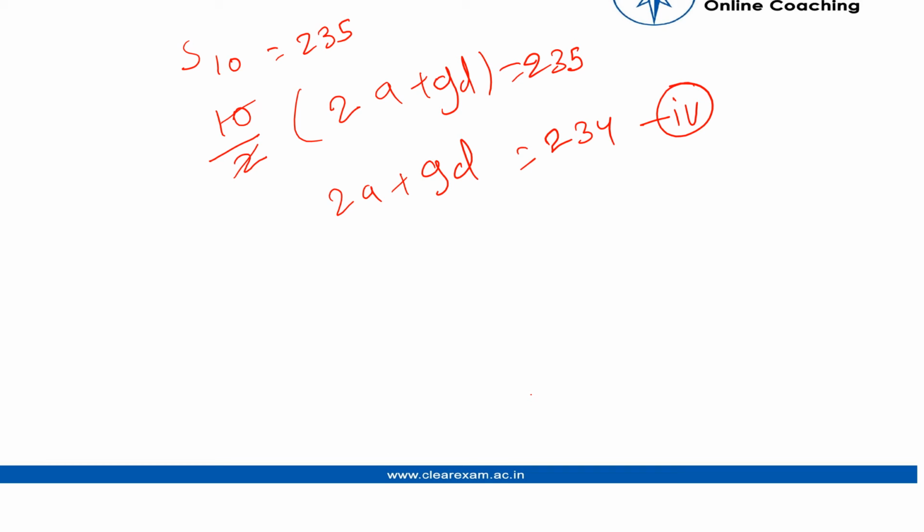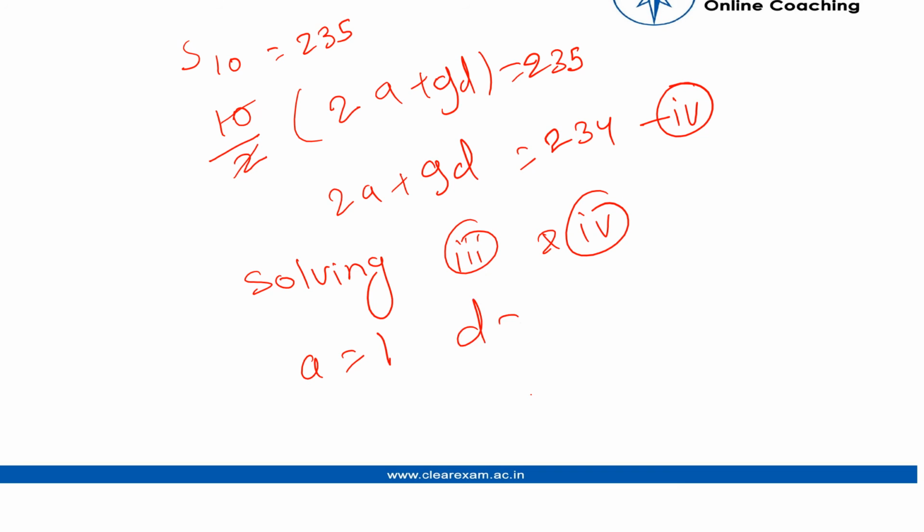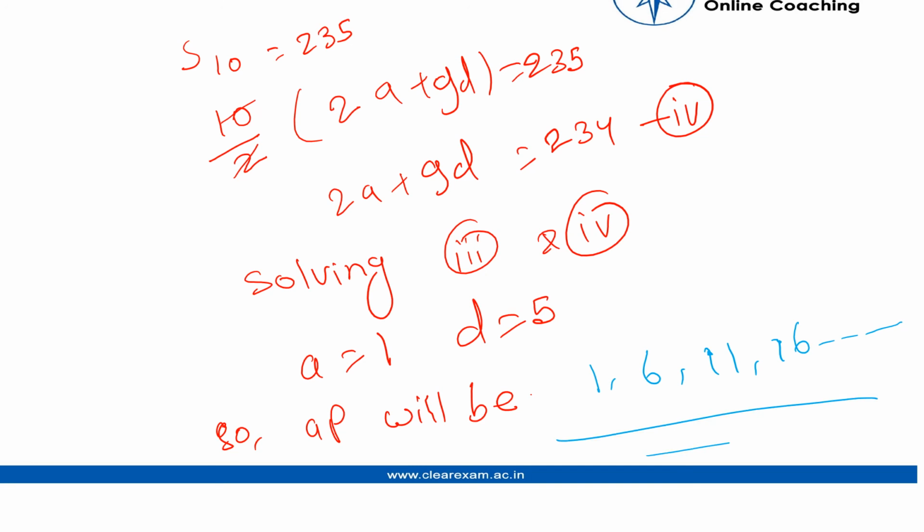Now solving third and fourth will give us a equals 1 and d equals 5. So the AP will be 1, then 6, then 11, then 16, and so on. This is our required AP.